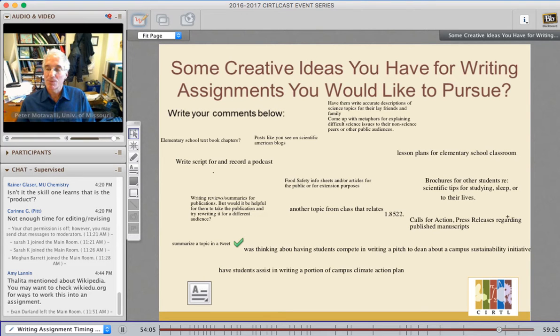Calls for action, press releases regarding published manuscripts. That's, I think, very good. Taking research, again, is an aspect of things that they probably will need to do, especially if they are working in extension or advocacy types of situations. And again, these are ones that maybe they find very useful in their professional careers. So this is all really great stuff.